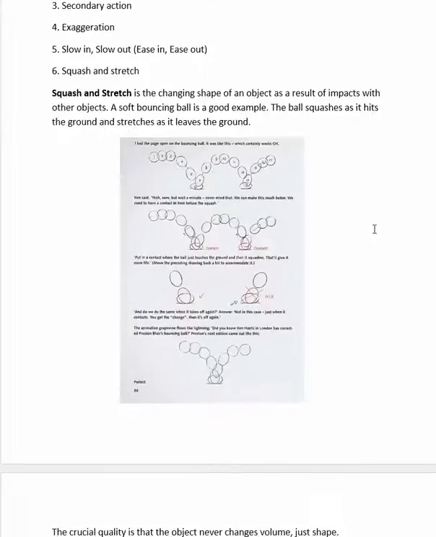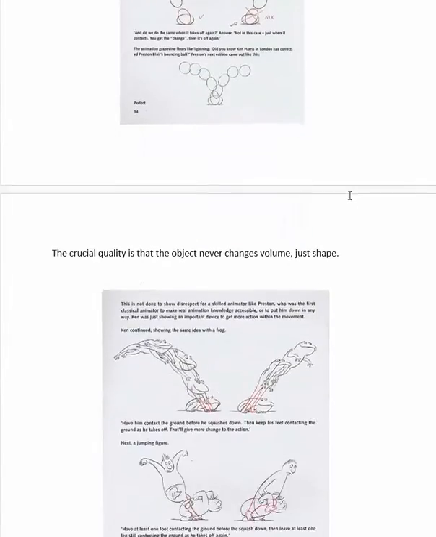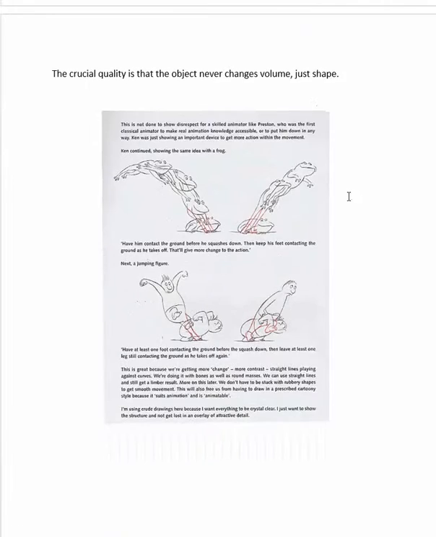6. Squash and stretch. Squash and stretch is the changing shape of an object as a result of impacts with other objects. A soft bouncing ball is a good example. The ball squashes as it hits the ground and stretches as it leaves the ground. The crucial quality is that the object never changes volume, just shape.